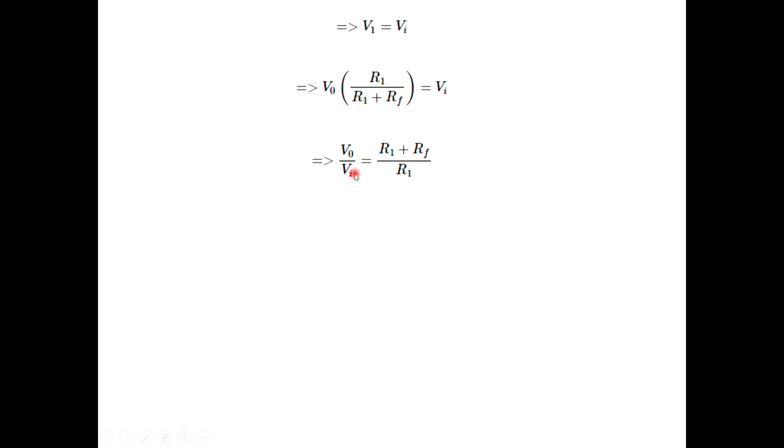We can get V0 by Vi. What is V0 by Vi? It is nothing but the output voltage divided by the input voltage Vi. Okay. Again, in the numerator over here, there's R1, there's an R1 over here in the denominator. We can cancel them, and what do we get? We get 1 plus RF by R1. So what is the gain? The gain becomes 1 plus RF by R1.